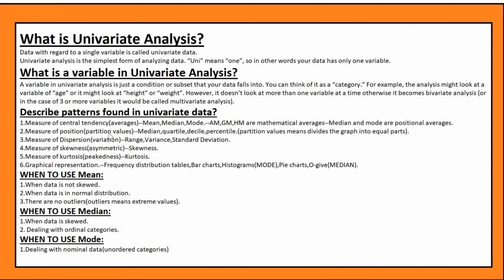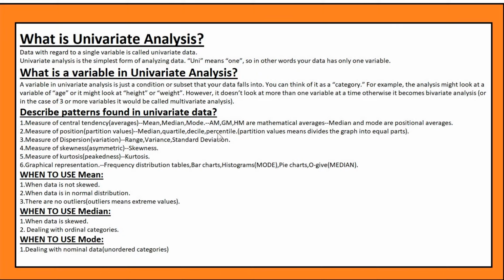Measure of position can be done by partitioning value. For example, data can be divided into equal partitions. Median divides the data into 2 equal halves. Quartile divides the data into 4 equal parts. Decile divides the data into 10 equal parts. Percentile divides the data into 100 equal parts. Partition value means dividing the graph into equal parts.